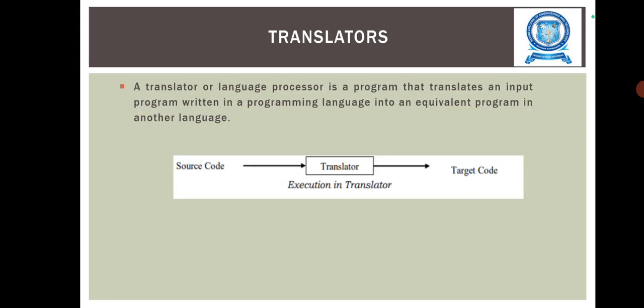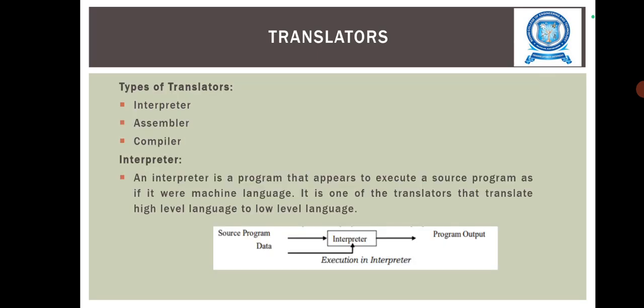A translator or language processor is a program that translates an input program written in a programming language into an equivalent program in another language. Types of translators: interpreter, assembler, compiler. First, we are going to see the interpreter. An interpreter is a program that appears to execute a source program as if it were machine language.